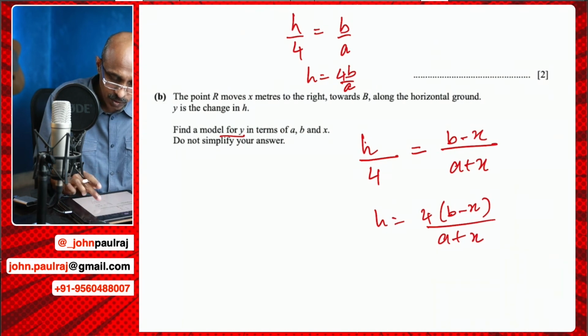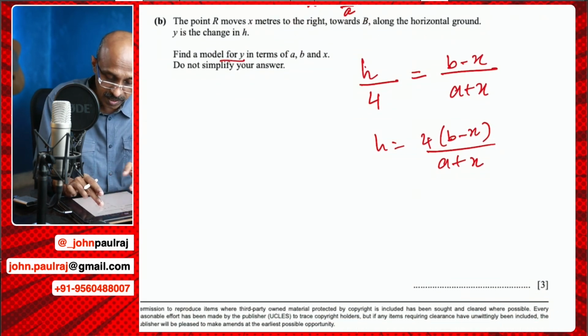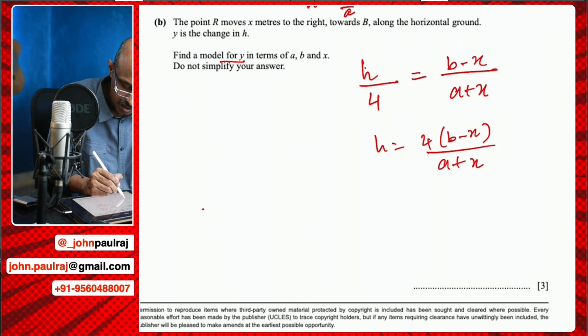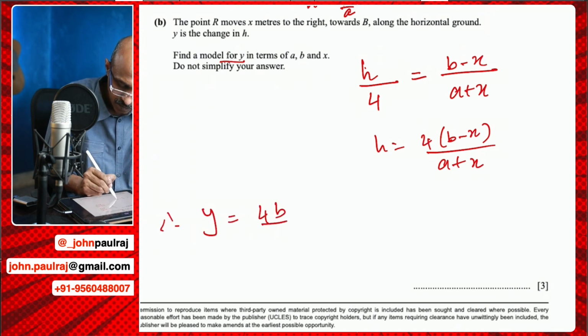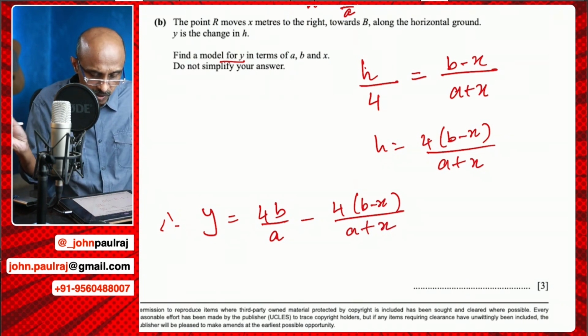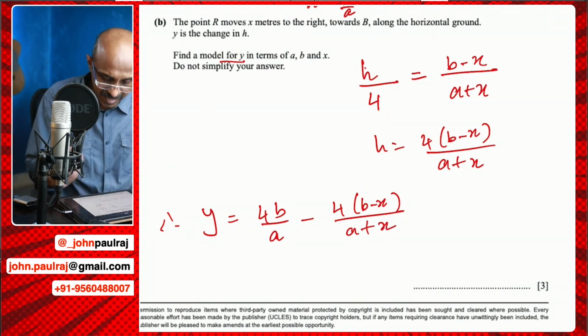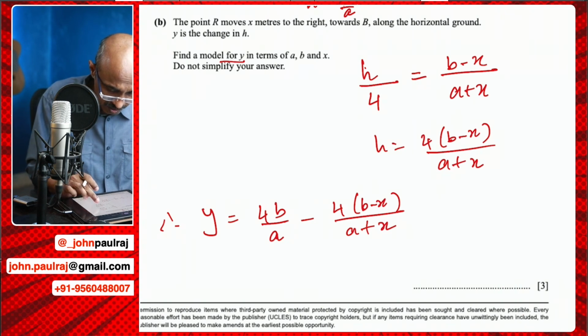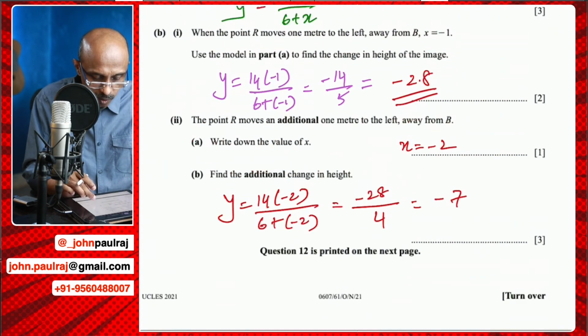And that means if this was the original height and this is the new height, then the change in height, Y, is going to be just the difference. So from the initial 4B over A, minus 4 times B minus X over A plus X. And they said you're not required to simplify. You can leave it there. That is the final expression that's required. So that completes the modeling part of this paper.